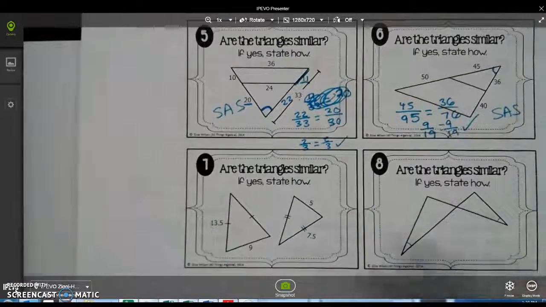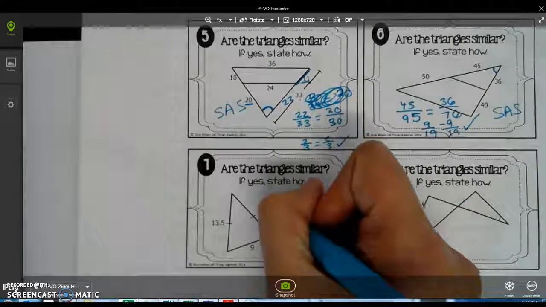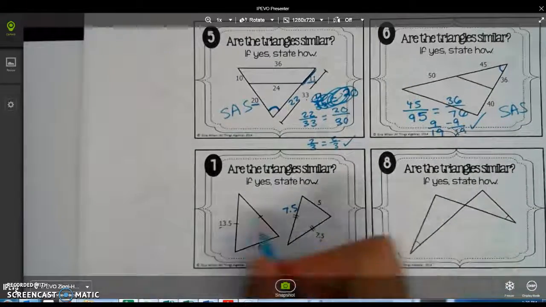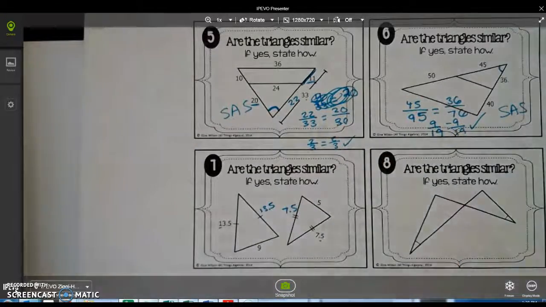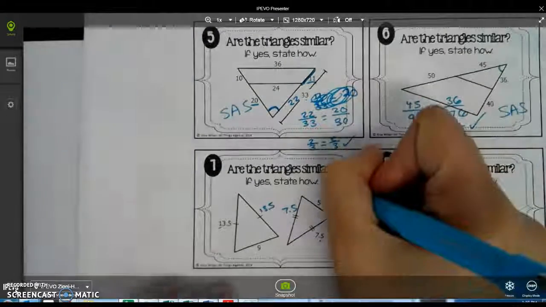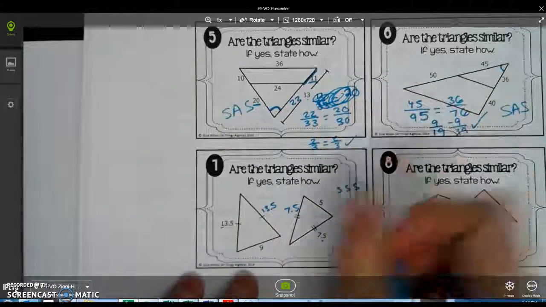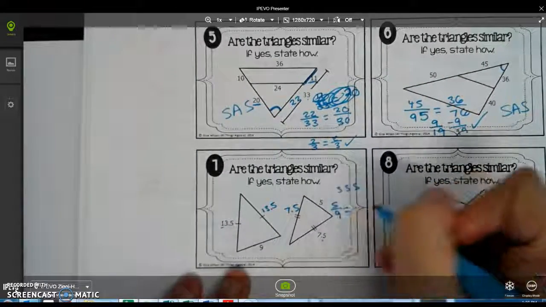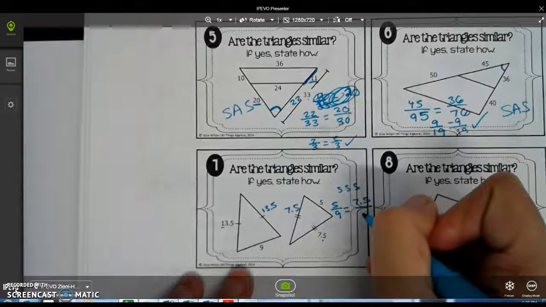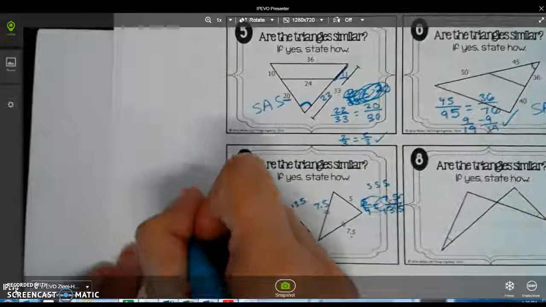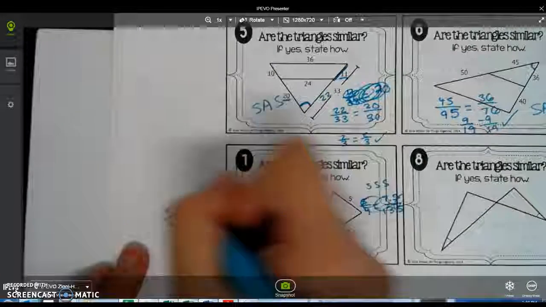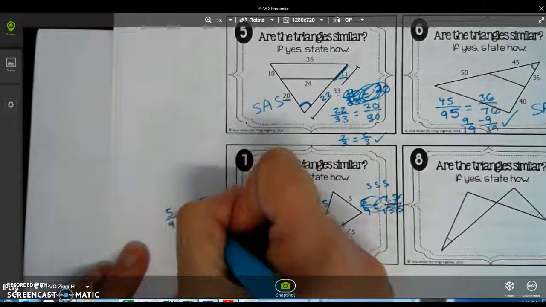But on number 7, if this is 7.5, then this is also 7.5. This is 13.5. Little tick mark tells me that this one is also 13.5. So now what do I have? I don't have any angles, therefore I can't use angle, angle, or side, angle, side. But I do have 3 sides, so I could try side, side, side. I've got 5 over 9 and 7.5 over 13.5. Rewrite this over here. 5 over 9 is equal to 7.5 over 13.5.